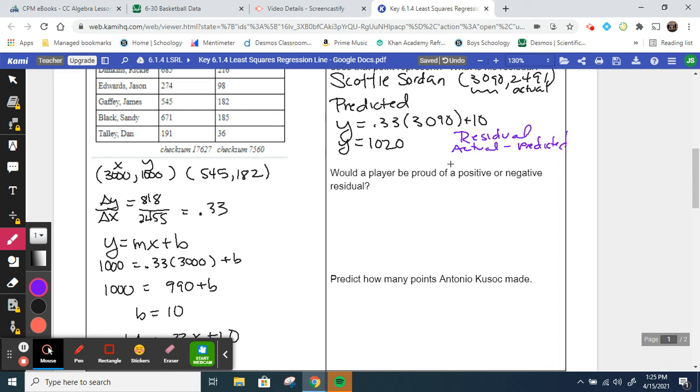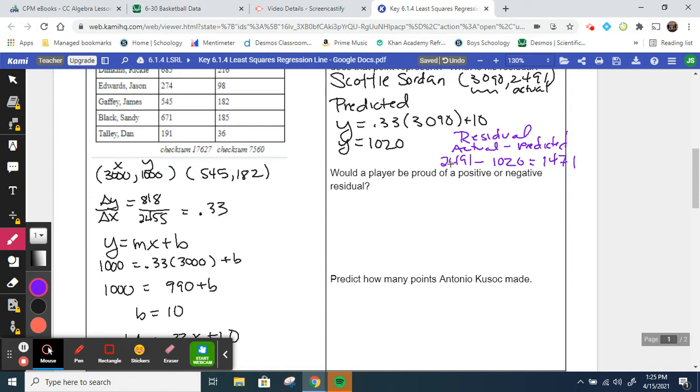So he actually scored 2,491, but it was predicted only that he would score 1,020, right? Because his point is way above the prediction line. So we should kind of expect that. So our residual is 1,471. So now it's asking, would a player be proud of a positive or a negative residual?